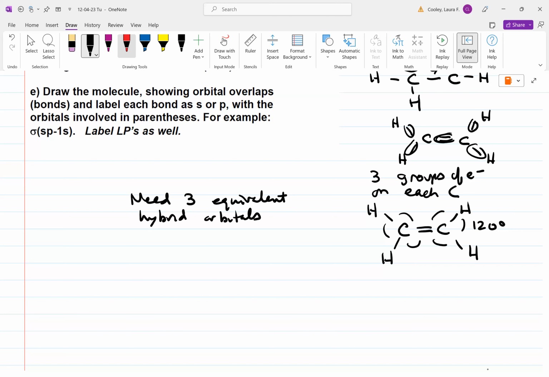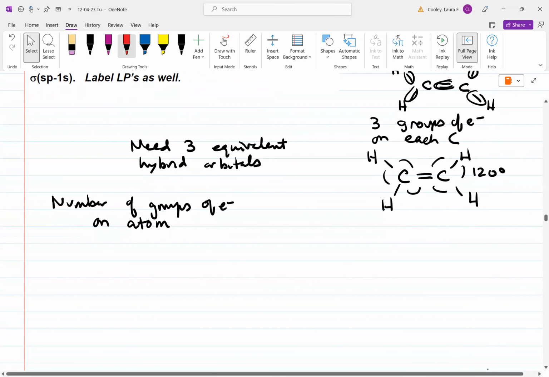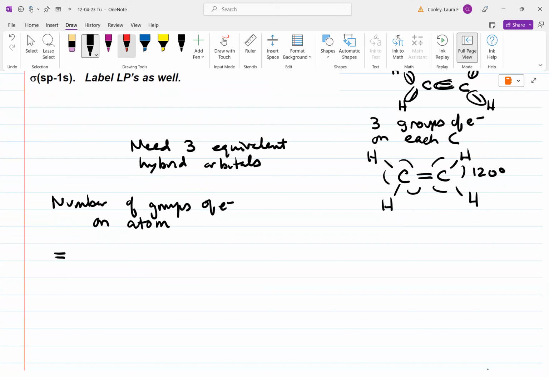So whatever the number of groups on the atom is, this groups of electrons, just the way you counted up groups when we did the valence shell electron pair repulsion model, you count up the number of groups of electrons on each atom, that is going to be equal to the number of equivalent hybrids that will be needed.